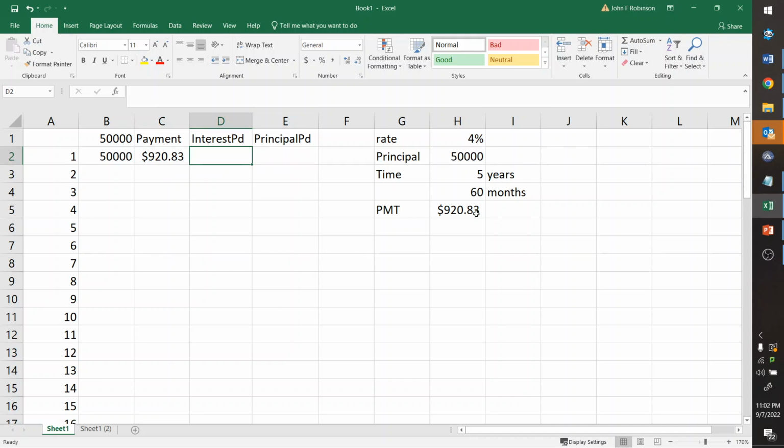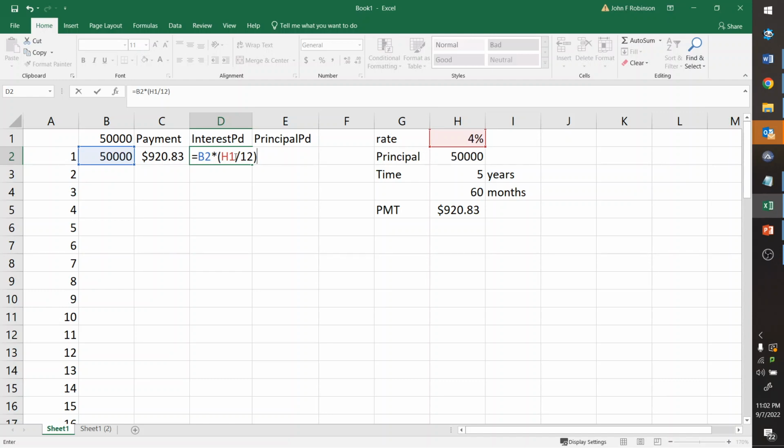and now that I have my payment number, I can calculate the interest that we would have been charged for having a $50,000 loan for 1 month's time. So that math is pretty straightforward. We take the amount that we borrowed, $50,000, and then we multiply by the interest rate, which in this case is 4% divided by 12.